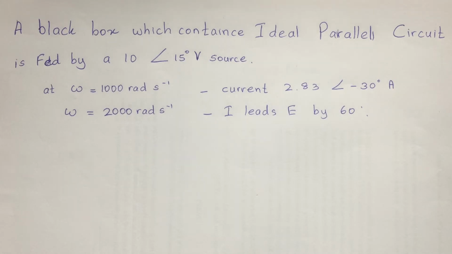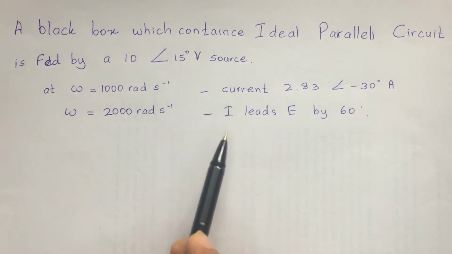For example, we need to find the inductance of that inductor. Likewise, we need to find the capacitance of that capacitor. So we need to find what elements are in this parallel circuit. After that, we need to find the magnitude, the values of those components. So first of all, how to find whether it's having an inductor, capacitor or resistor? For that, we are going to use these two data.